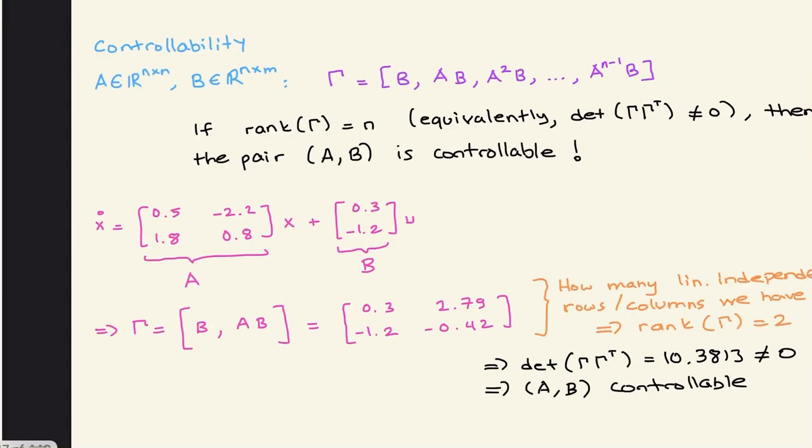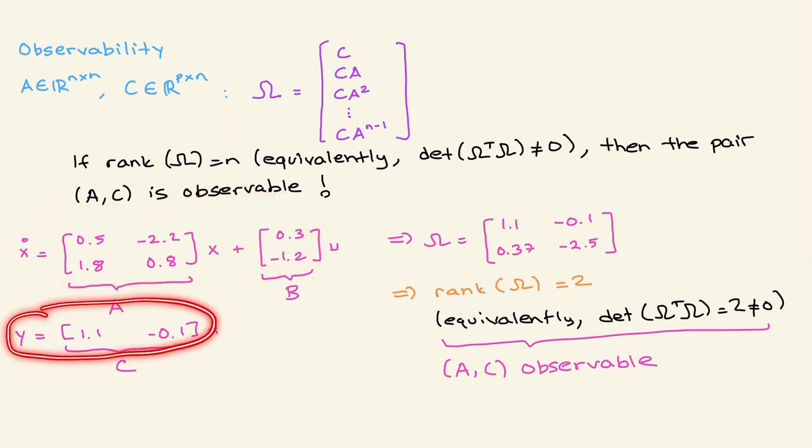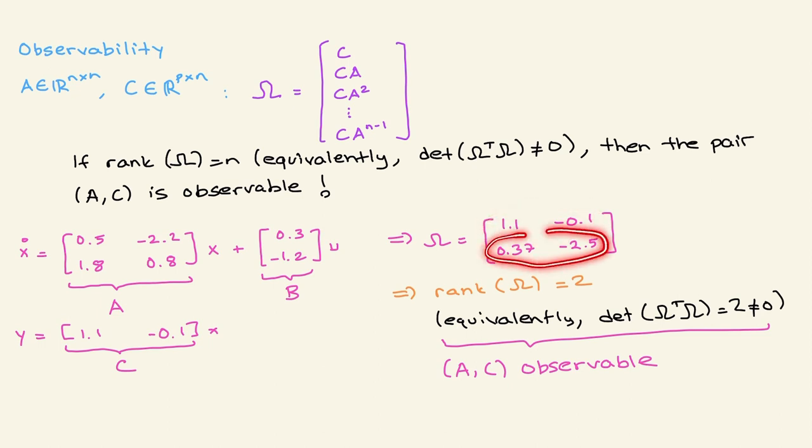All right, so again, I am considering the same example, but I just added this C matrix. In this case, we are computing this omega observability matrix. This is basically C itself, and this is C multiplied by A. In this case, you can directly see the rows are linearly independent, meaning that if you take this row and multiply it by some number, you cannot produce this second row. If you don't want to do this, go to MATLAB and write determinant of omega transpose omega. It is 2, non-zero, so AC is observable.